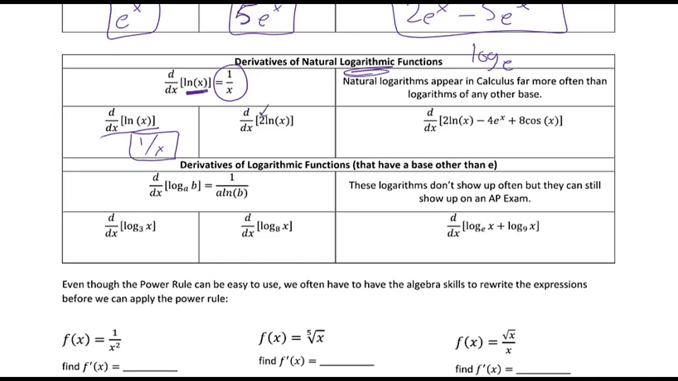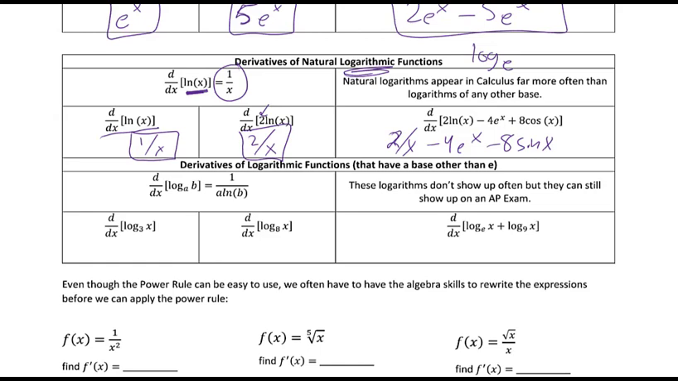If I wanted to multiply by 2, then multiply the derivative by 2. Okay, and do the same thing here. This would be 2 over x. This would be minus 4 e to the x. And this would be minus 8 sine x. Okay, so make sure you understand each of those terms before you move on.